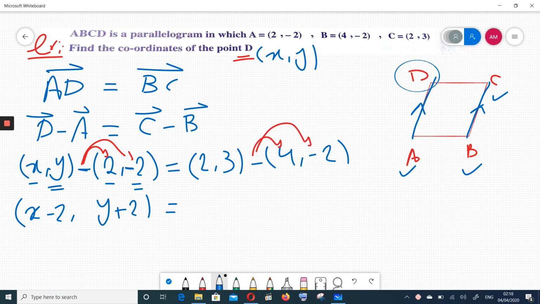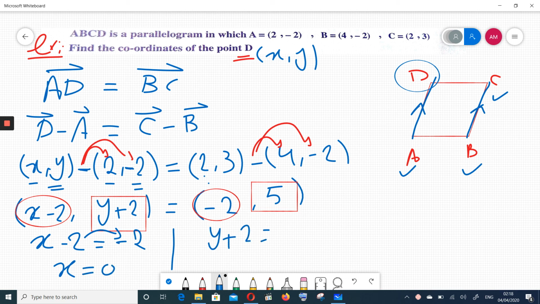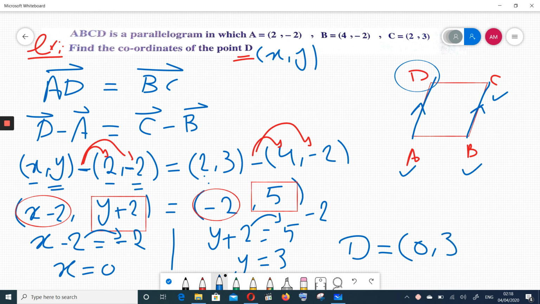What about the right hand side? 2 minus 4, the answer is going to be negative 2. 3 minus negative 2, the answer is going to be what? 5. Now we have two parts. The first projection equals the first projection, and the second projection equals the second projection. X minus 2 is going to be negative 2. From this side, negative 2, we take it to the other side to be positive 2. 2 minus 2 equals 0. Y plus 2 equals 5. This is positive 2, we take it to the other side to be negative 2, and it means Y, 5 minus 2, is going to be 3. So the coordinates of point D finally is going to be X equals 0 and Y equals 3.